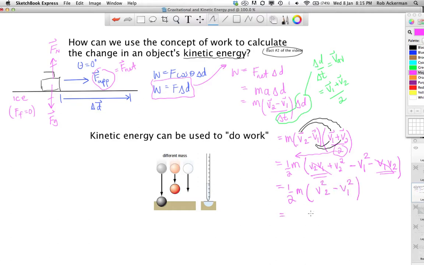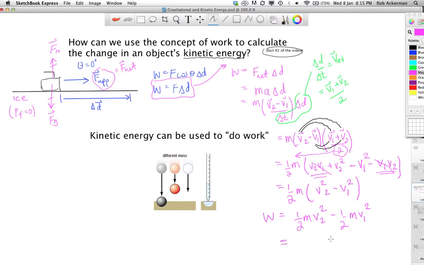And if I expand this out, I've got 1/2 mv2 squared minus 1/2 mv1 squared. That is equal to the work done. Remember, we started way up here with work done. The work done when you apply or when you exert a net force on an object through a distance across a level surface, what does that work do? Well, it changes something dealing with your speed. In fact, these terms here are what we call kinetic energy.